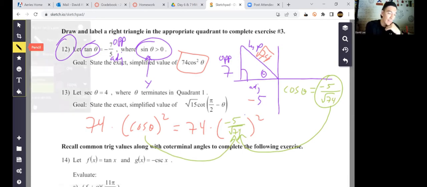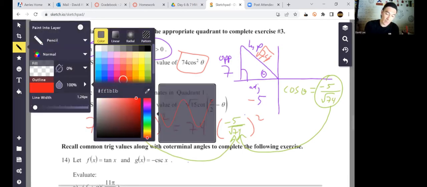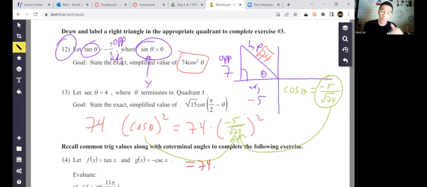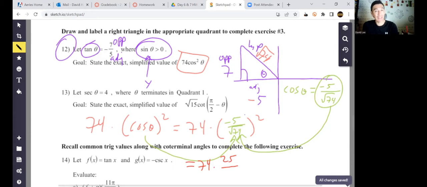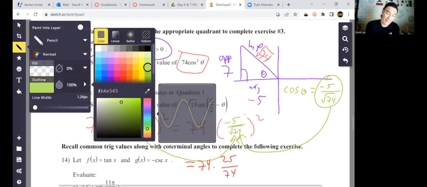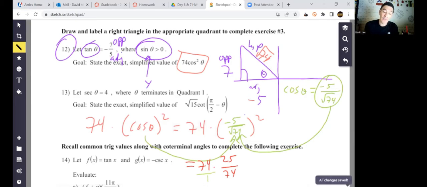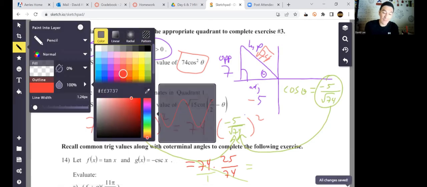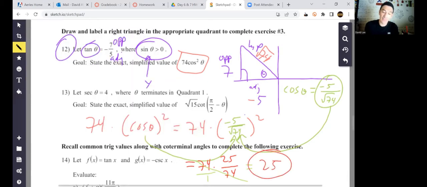So let's go back to red here. This equals 74 times, well, the fraction is getting squared. Look, if you square the negative, it'll be positive. If you square 5, that's 25 in the top. If you square a square root, it kind of knocks out, so it'd just be 74. And now here, to finish off this problem, here in green, there's a 1 underneath the 74. And the 74s knock out. So all we get here is 25 divided by 1, which is why the answer key just says 25.